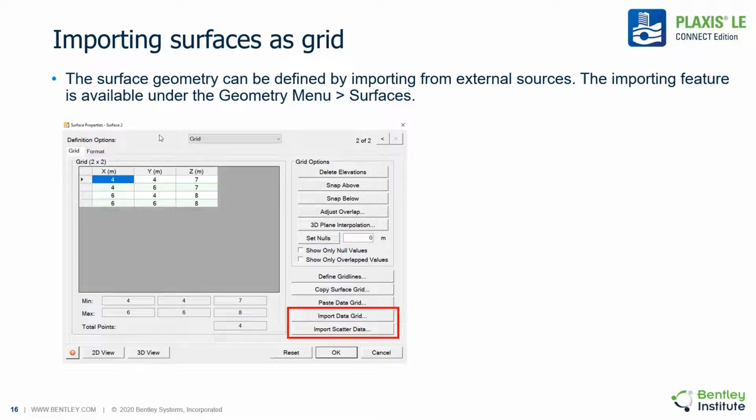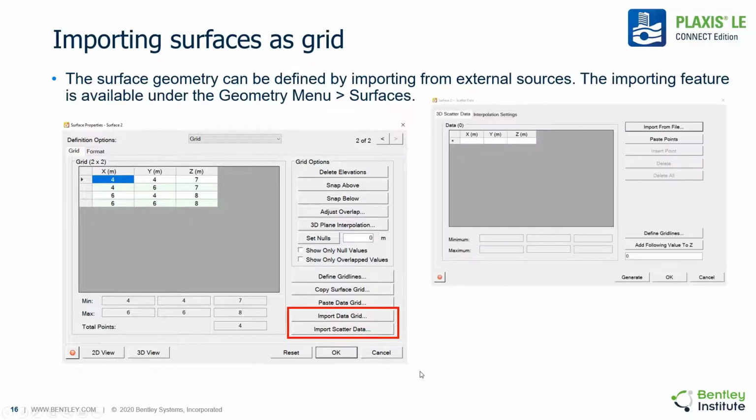When we access the surface property and define here the definition option as grid, we'll have these two options here for importing data grid and import scatter data. In the case of proceeding with import scatter data, users can bring a point cloud to compose the grid creation. This source data is interpolated into the surface at the series of regular or irregular grid lines as defined by the user, using a process known as kriging. PLAXIS LE implements ordinary kriging and the point kriging method to estimate the value at every grid line junction.